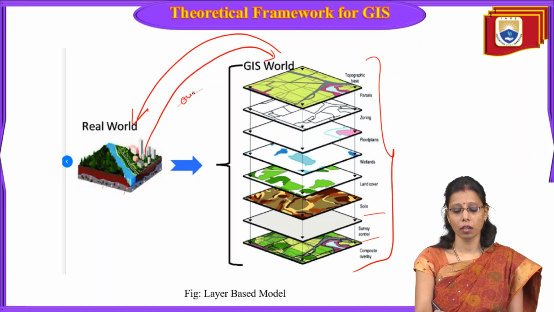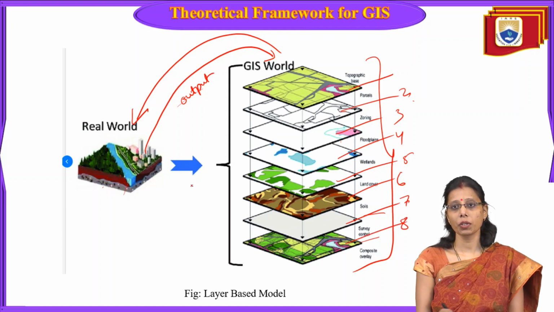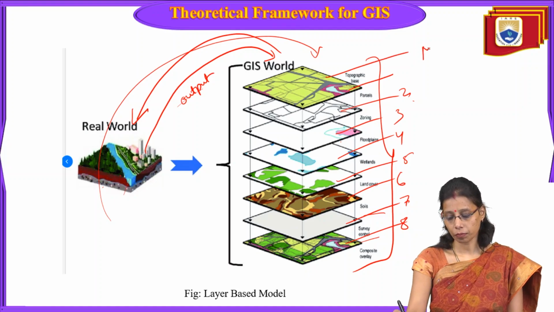So this is the output. From here you can create different layers, like you have a topographic base here, 1, 2, 3, 4, 5, 6, 7, 8. Total 8 layers are created from this real world feature. So this is the theoretical framework: how from the real world you can create the layers in the GIS. So this is the final map.